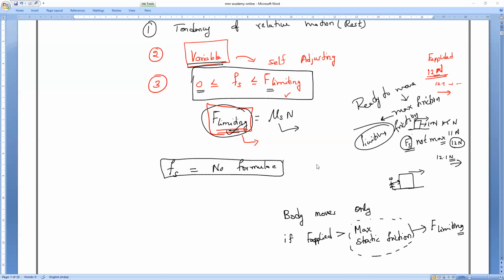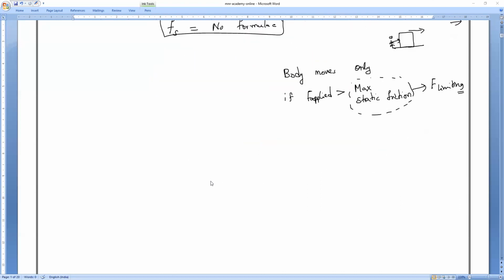That is why we say maximum friction is possessed when the body is ready to move. Next step, it will start moving. At that point, it will have maximum friction. Clear, everybody? So that's all about static friction.